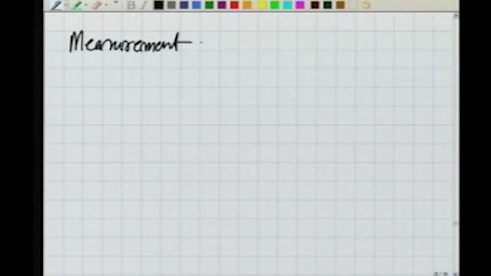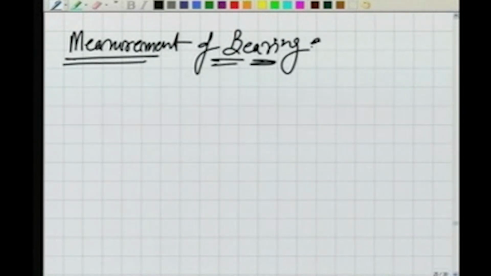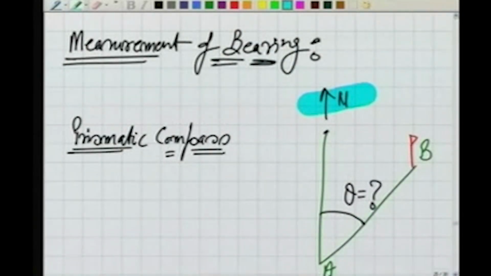Now let us get into how we can measure the bearing. As we have seen what the meaning of the bearing is, this is the magnetic meridian, so the direction of north. Our observer is at A and there is a ranging rod at B, and we are interested in observing this angle theta, which is the bearing.